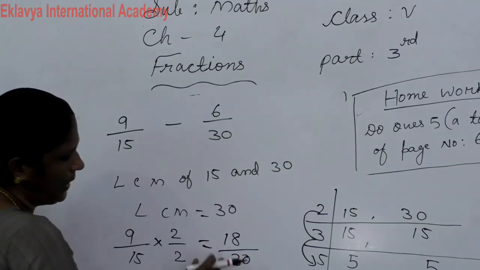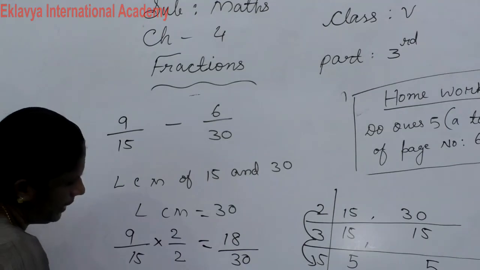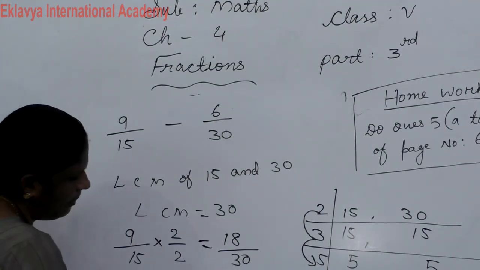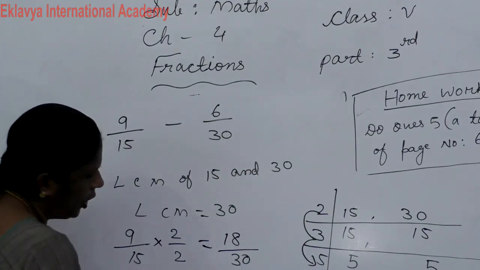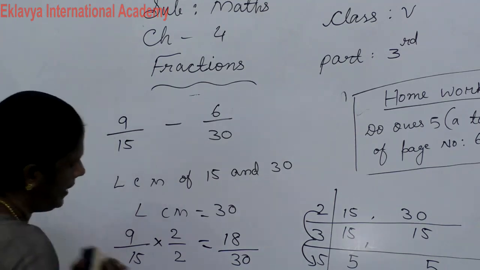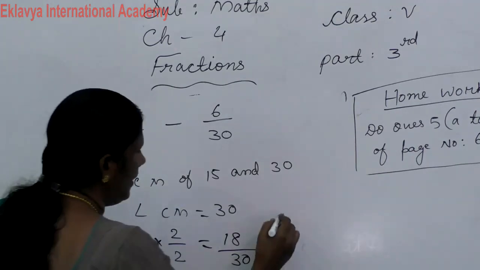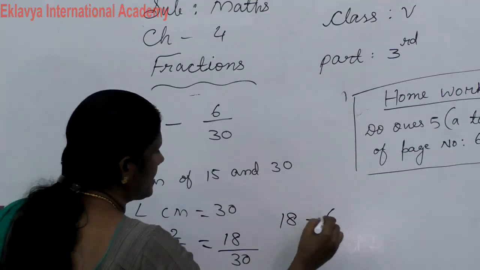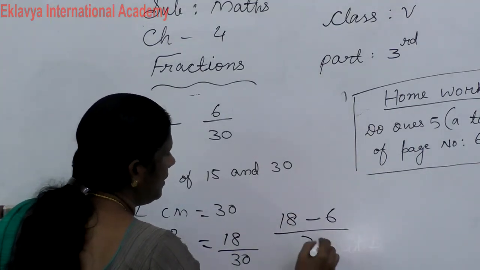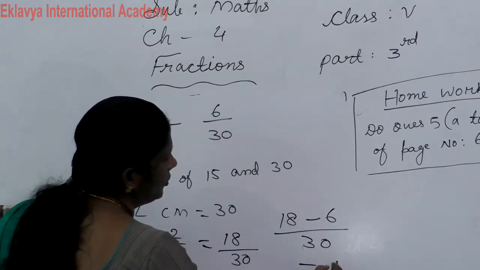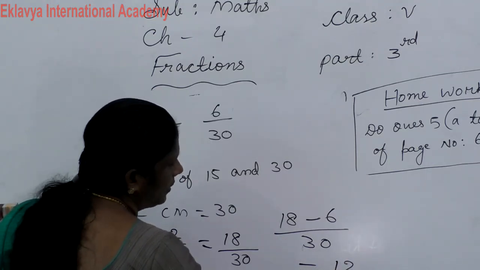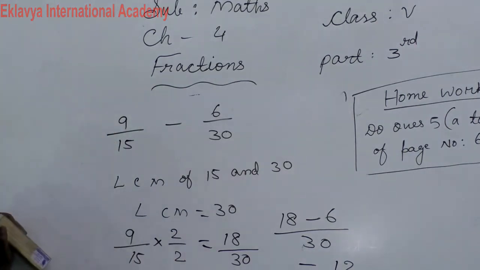Now our denominators are same, then minus. 18 minus 6 upon 30 is equal to 12 upon 30. Understand?